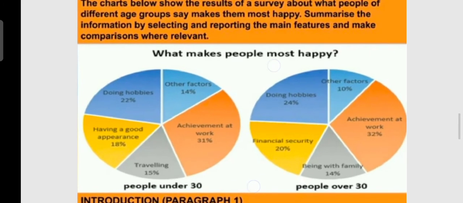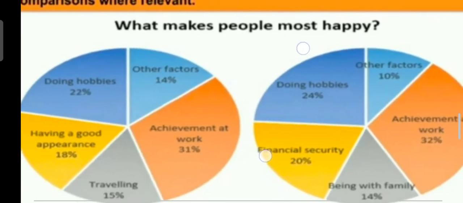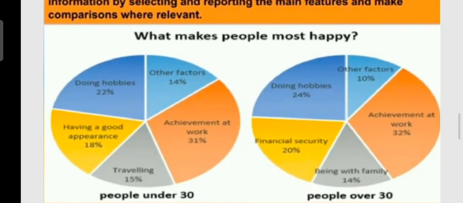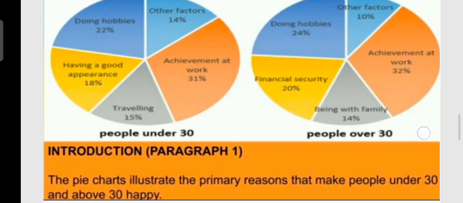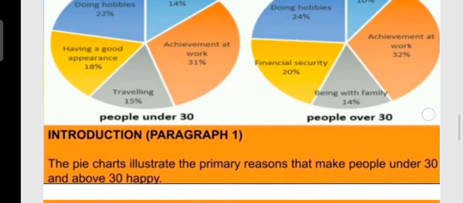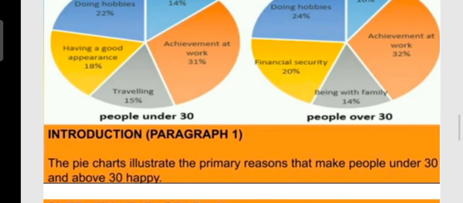People under 30 and people over 30, what is the difference between them, what are their happiness goals? For under 30, having a good appearance 18%, traveling 15%, achievement at work 31%, other factors 14%, and doing hobbies 22%. And for above 30, financial security 20%, doing hobbies 24%, other factors just 10%, achievement at work 32%, and being with the family 14%. So this is all given.